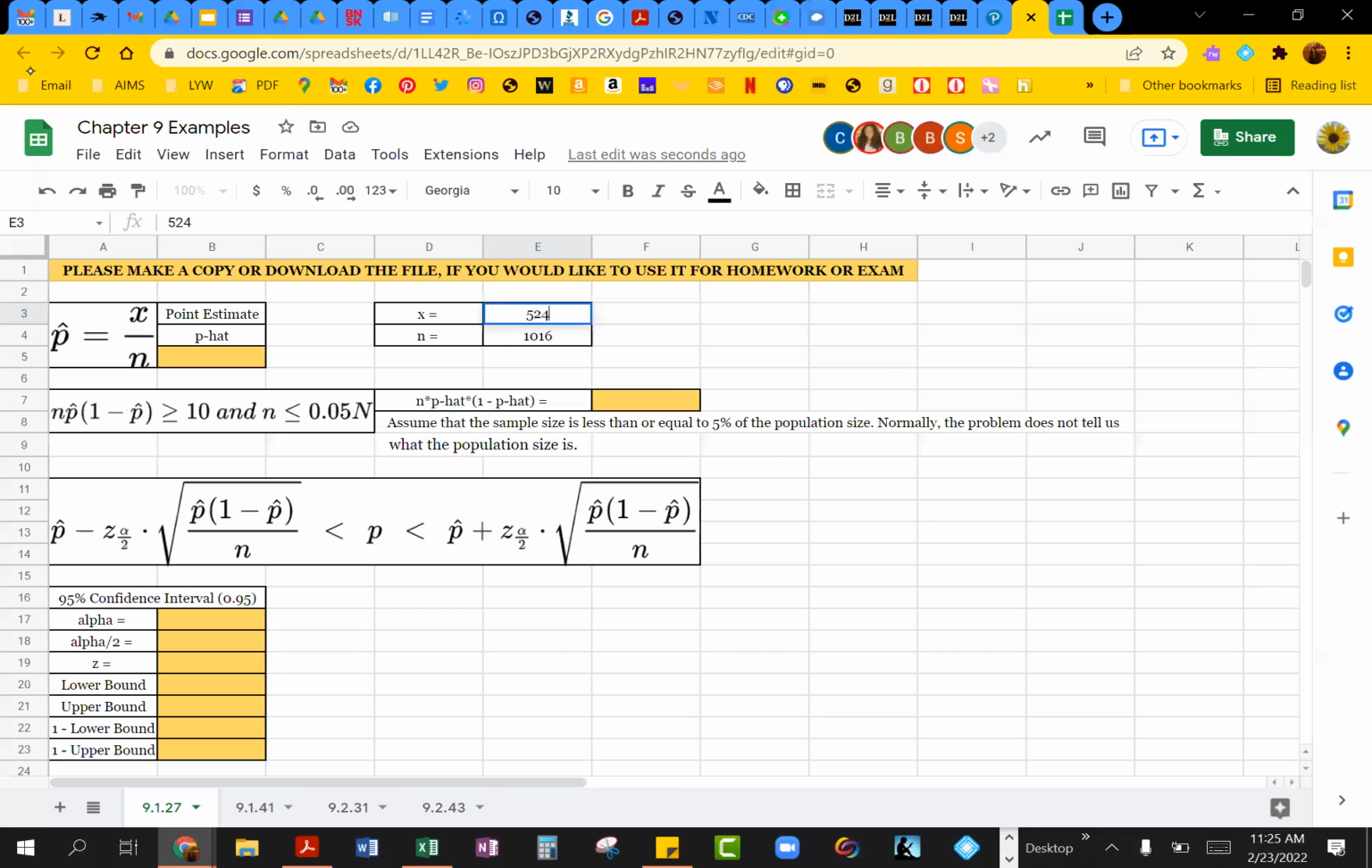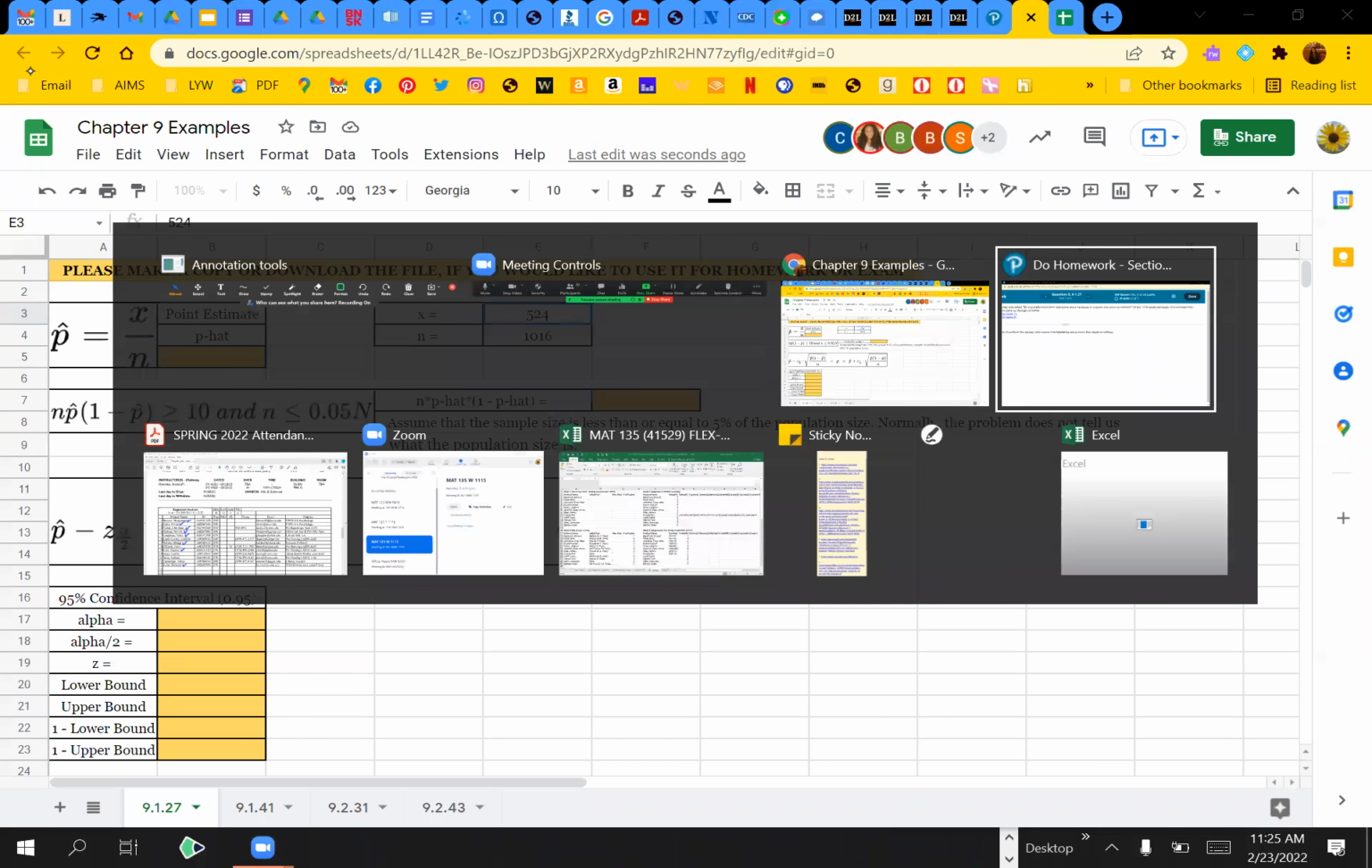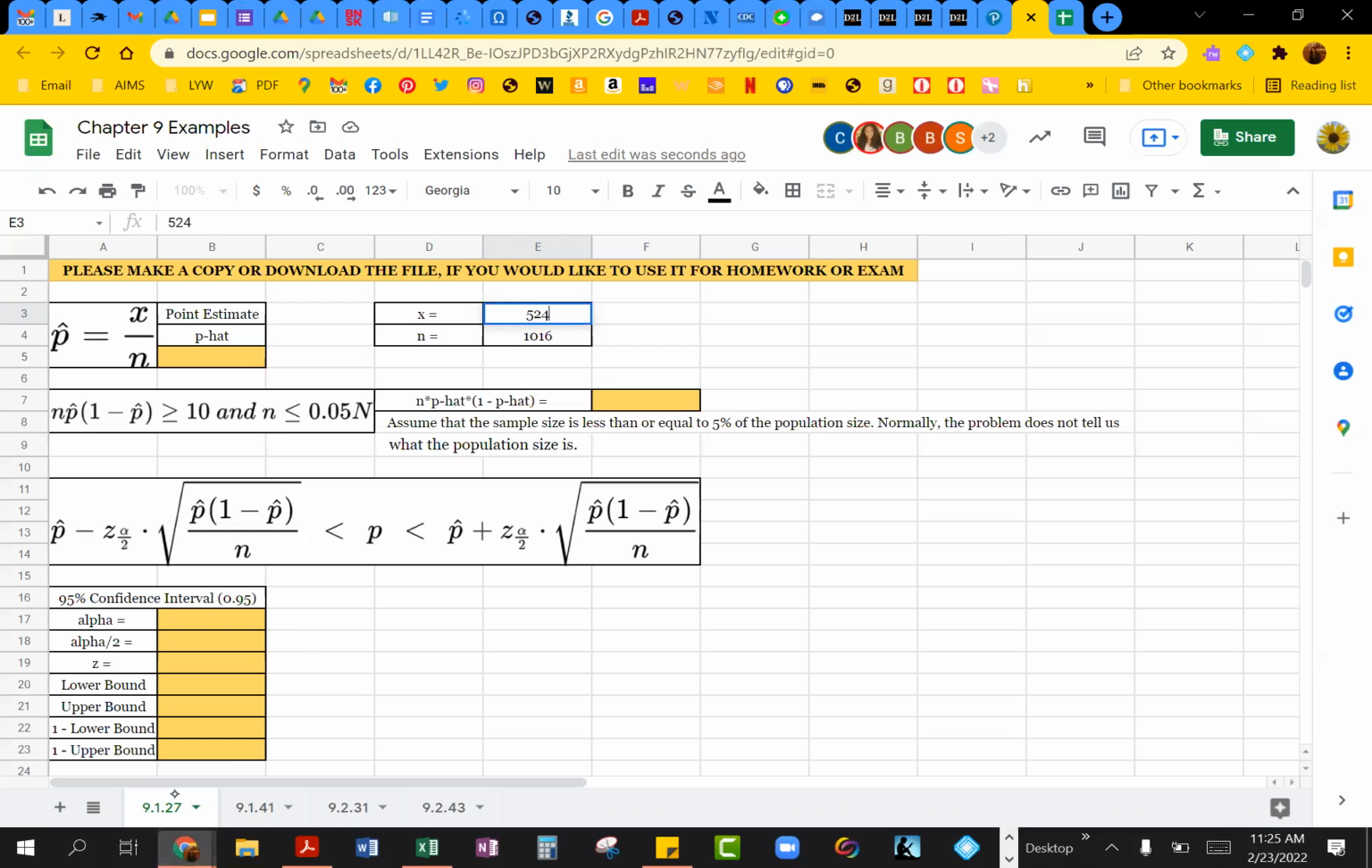So, 524. And you can see the way I have created these documents is I'm giving you the formula over here. When we talk about the point estimate, that's the variable p hat, the little tilde on the top. And you're literally just doing 524 divided by 1016. You can type in the numbers, or what I do, as you've seen me do normally, is click on the cell number.